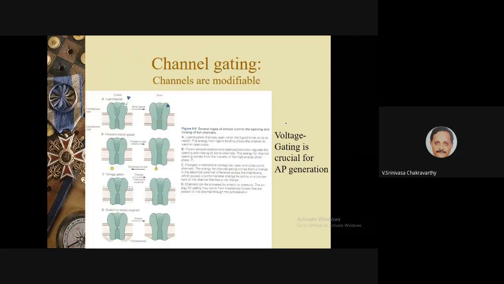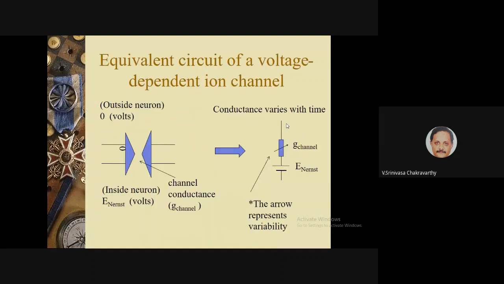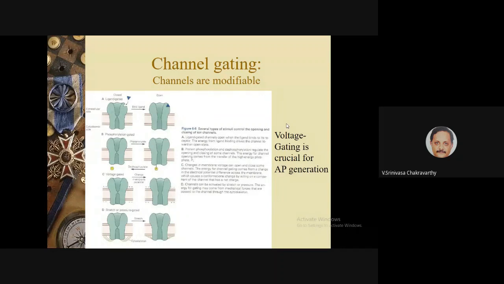All right. So now, we just talked about channel opening and closing, because these channels are not constant fixtures. They can open and close. That means the conductance can be varied, right? And this control of the conductance of the channel can be done by many different mechanisms. So this picture shows 4 mechanisms. The print is a bit light, but I hope you can read it.